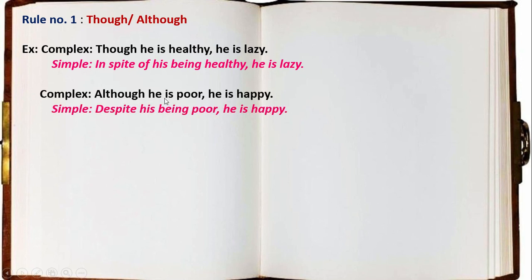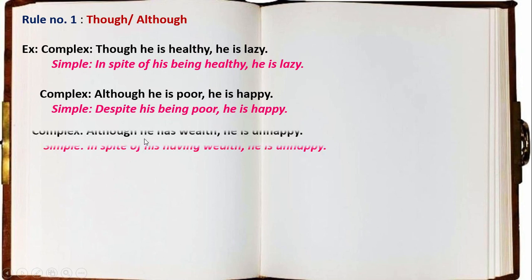Next sentence. Although he is poor, he is happy. Despite his being poor, he is happy. That means the same changes I have done: despite, then possessive form, verb's ing and rest part of the sentence. Another example, although he has wealth, he is unhappy. Here, have verb is given and its ing form we will use in the simple sentence. In spite of his having wealth, he is unhappy. We can also use here despite. So we can write, despite his having wealth, he is unhappy.